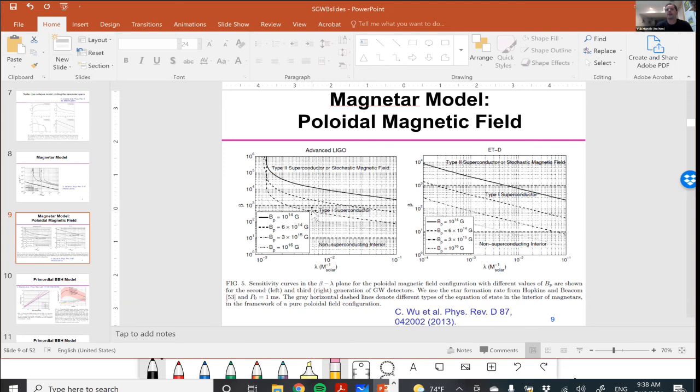We can measure the frequency content of the background. We can measure the directionality of it. We can measure the polarization of it. We can also measure fluctuations over time. So those are the knobs that we have that we can use to try to discern different contributions.